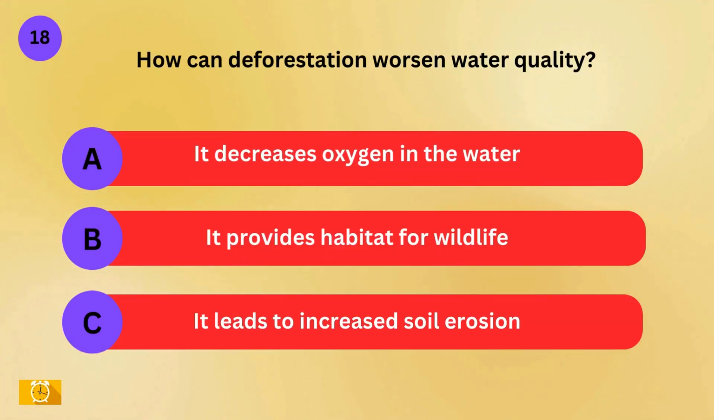How can deforestation worsen water quality? It decreases oxygen in the water, it provides habitat for wildlife, it leads to increased soil erosion.